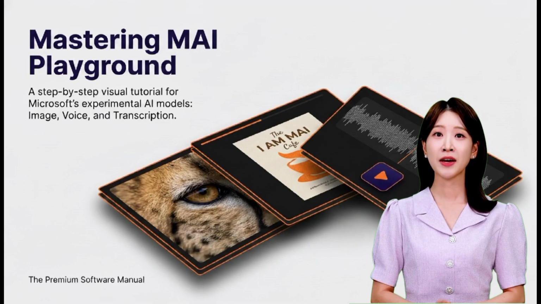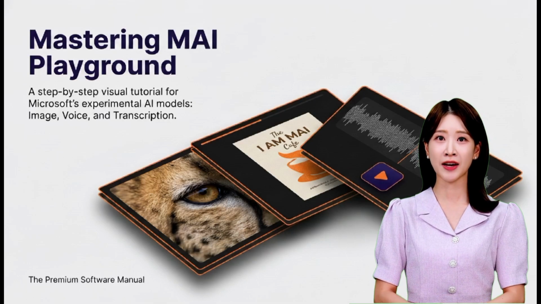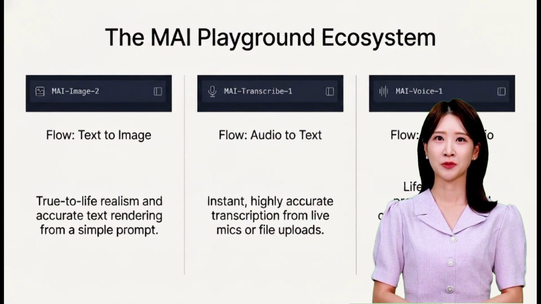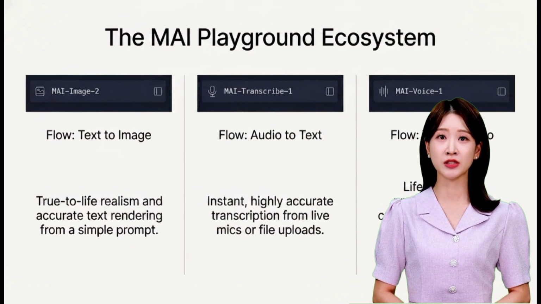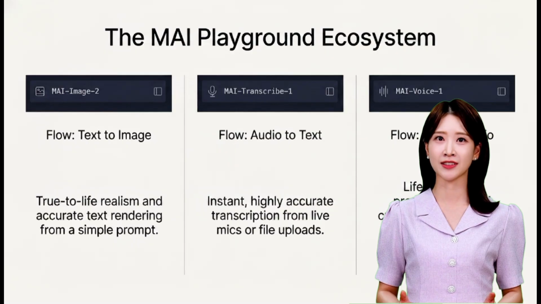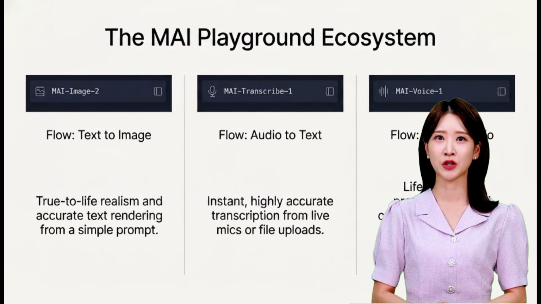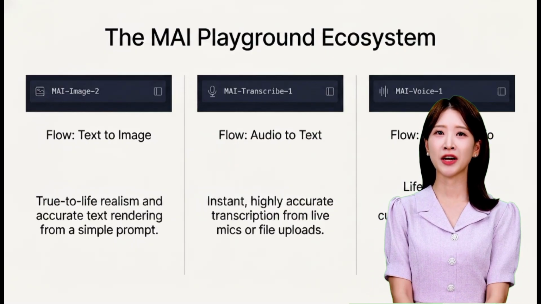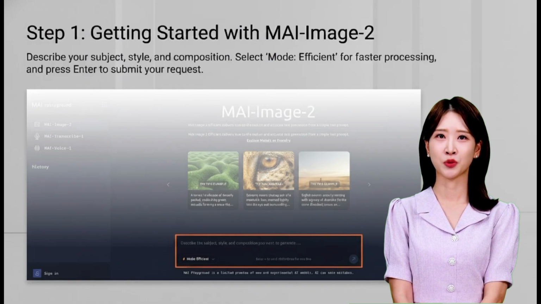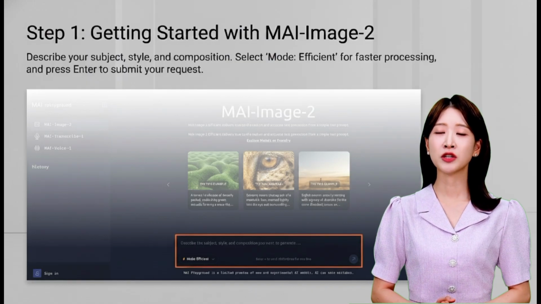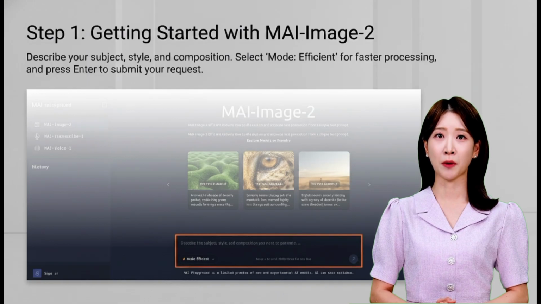Welcome to this step-by-step guide on how to use MAI Playground. This platform offers a limited preview of experimental AI models for image generation, audio transcription, and text-to-speech. Let's start with step 1, generating images with MAI Image Two. This tool creates hyper-realistic images and accurately renders text directly from your prompts.